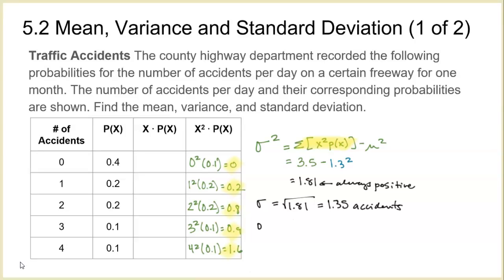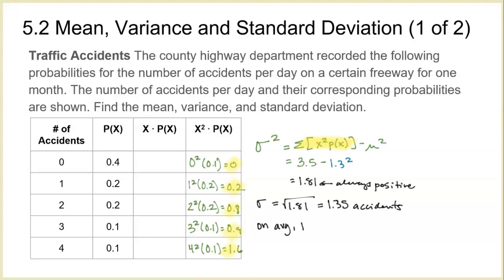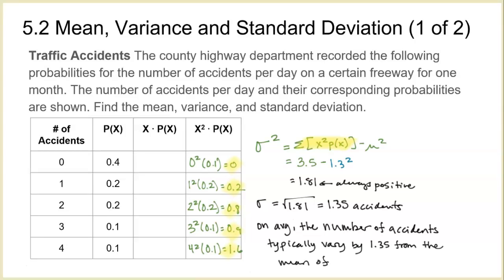And again, how we interpret that, remember from the previous unit, a standard deviation is a measure of variance, or a measure of variability, or a measure of spread. So we look at the tendency for the values to have some type of variation, or how they fluctuate. On average, the number of accidents typically varies by 1.35 from the mean of 1.3 accidents per day.